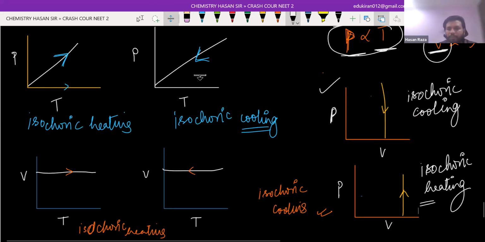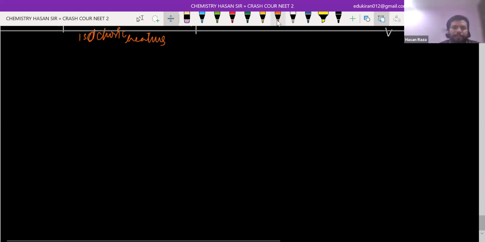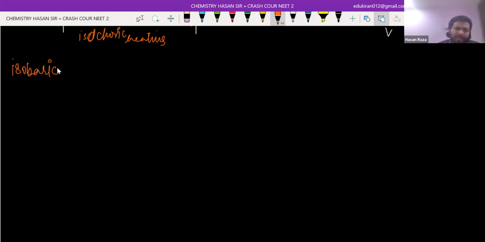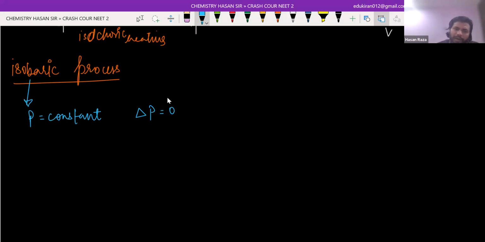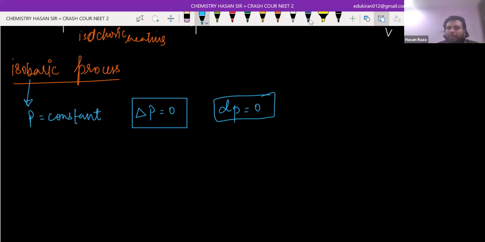The next process is your isobaric process. From the name, you can easily remember this. Bar is the unit of pressure. So here, pressure is constant. If pressure is constant, that means delta P will be equal to 0, and dP is also equal to 0. Again, the graph is going to start. Please do it on your own.